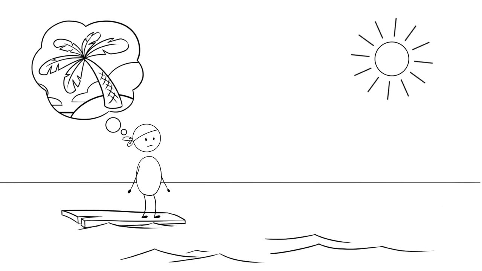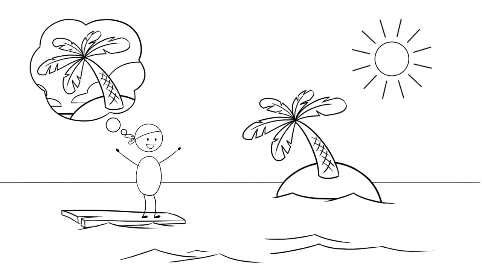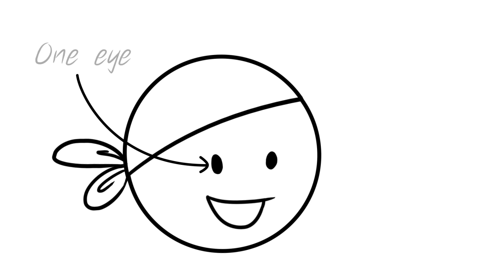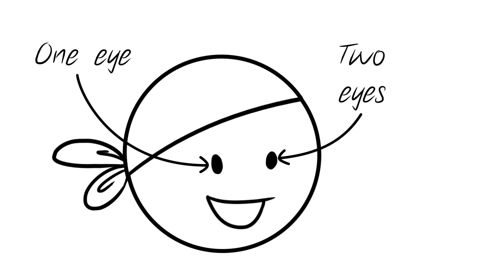Sight. Sight, or vision, is our ability to perceive the world around us through visible light. This is possible thanks to our eyes, which detect light.